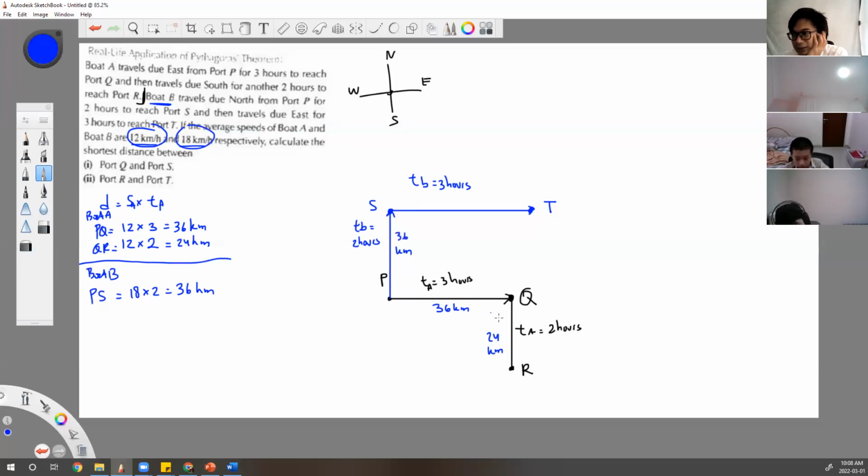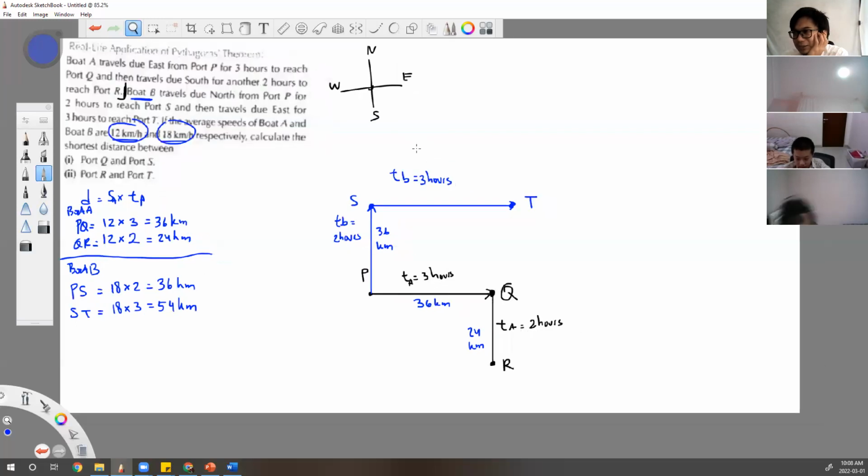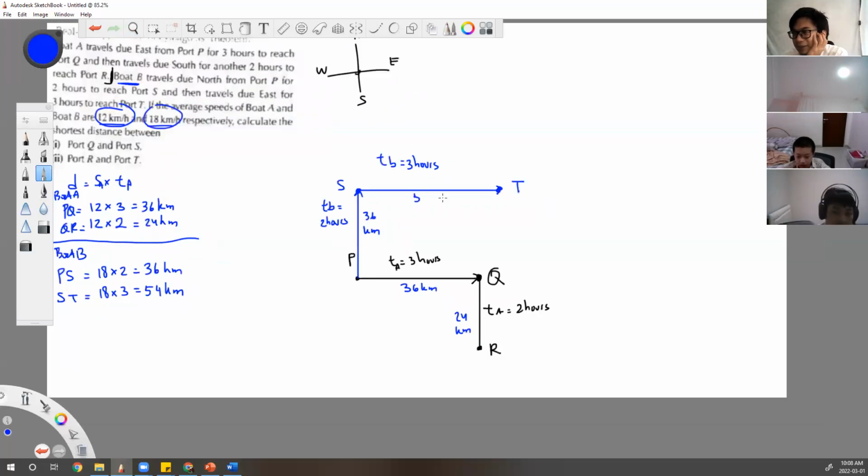And then ST is 18 times 3 hours, 54 kilometer, right? This is the drawing. So write it down. 54 kilometer. And this is the end of B, and this is the last position of A.